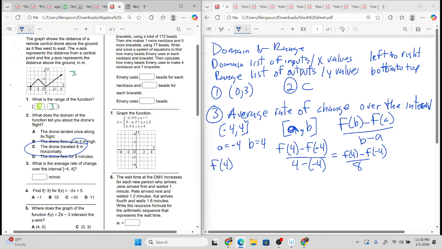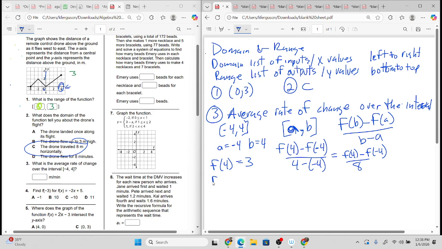Going back to my graph, inputs are x, outputs are y's. So if I look at 4 and I look at where my graph is at 3. Remember, input is your x values, output is your y values. Input goes left or right, output goes up or down. So if I'm looking left or right when x equals 4, it goes up to 3. So then that tells me f of 4 is 3.